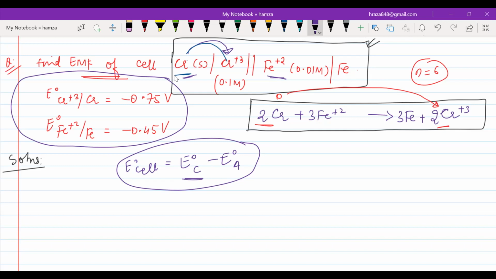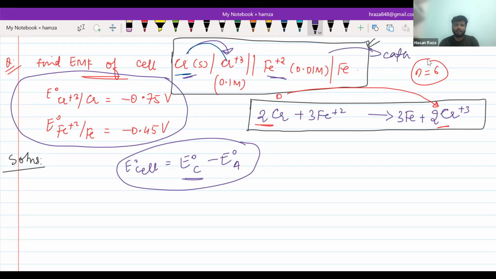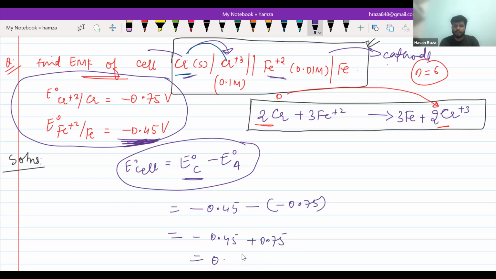This is a very easy question, and if you are not going to solve it easily, that is very bad. I told you already from the representation, this is cathode, this is anode. So on the cathode, you can see this is our iron. So we are going to put the value 0.45 minus at anode, you can check 0.75. So it will be minus 0.45 and plus 0.75. It will be 0.30. Yes or no, Hamza?